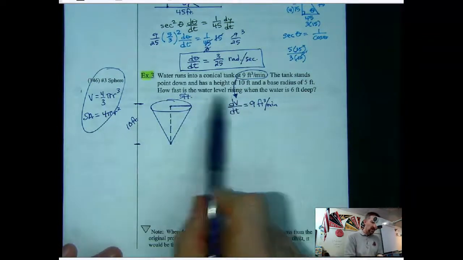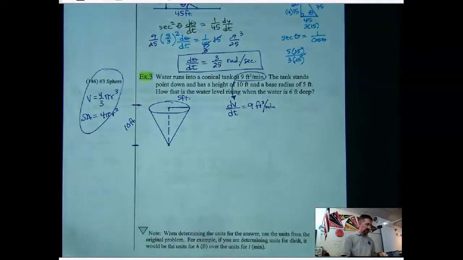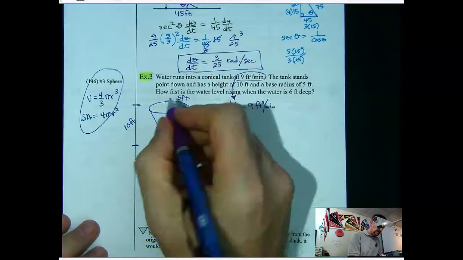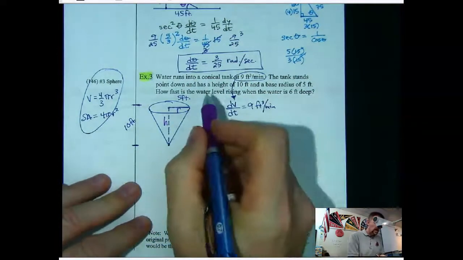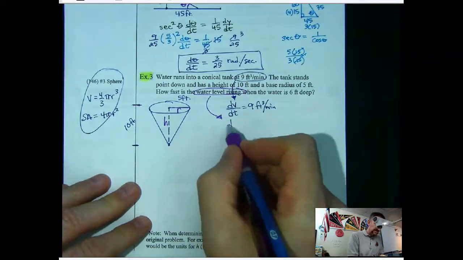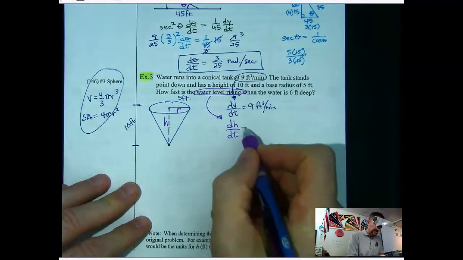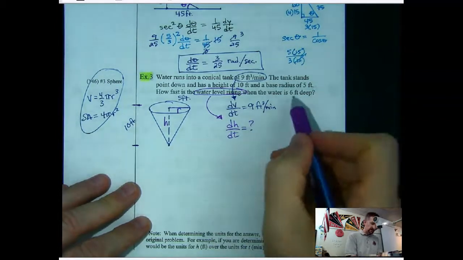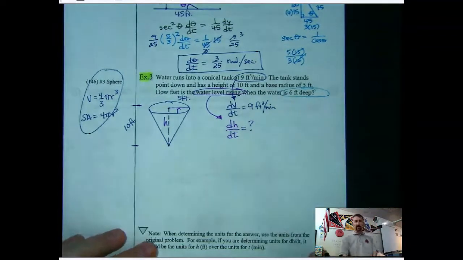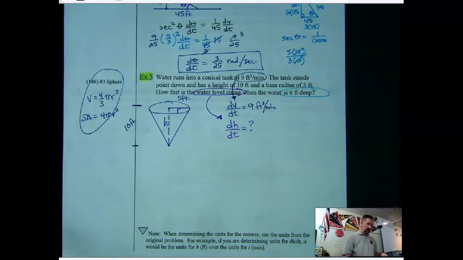Okay, how fast is the water level rising? So I'm going to call that the height. So that's H. That's going to be R. How fast is the water level rising? So that tells us that we're trying to find dH dt when the water is 6 feet deep. So that's going to be one of those post-derivative substitutions. That's what we're going to plug in after we take the derivative. So that's why I have it in light blue there. All right, so I think I've written down just about everything that I can write down. I don't really see any other information.